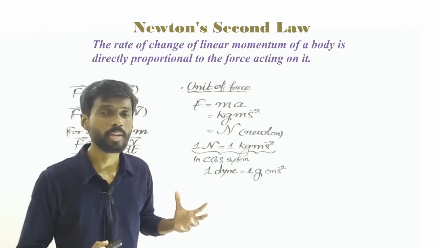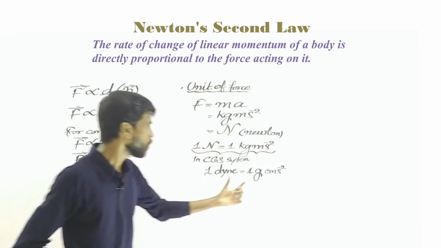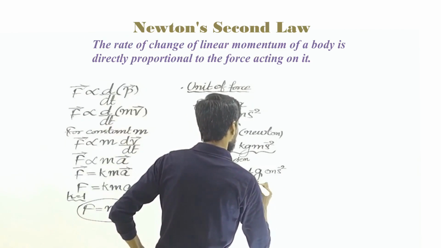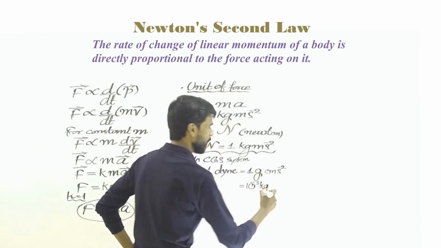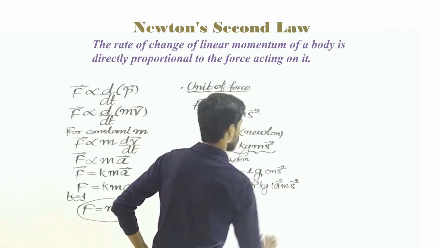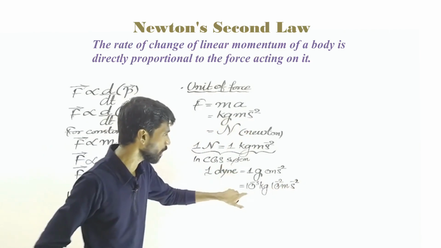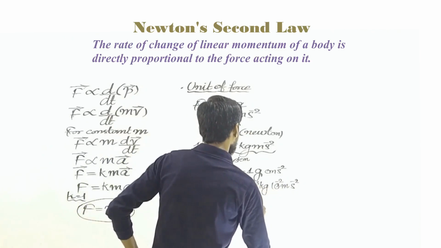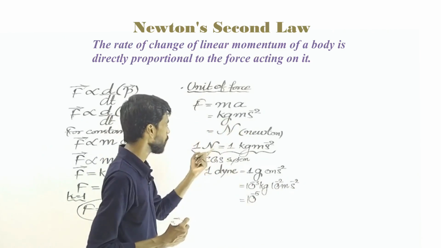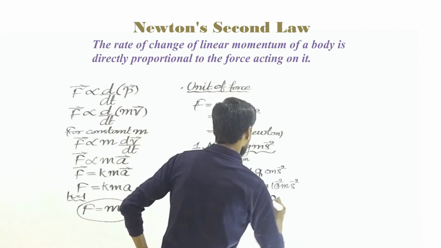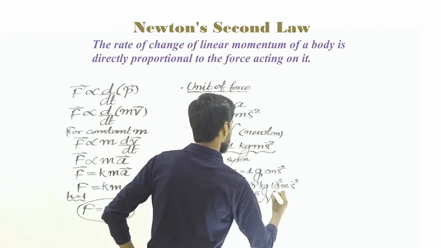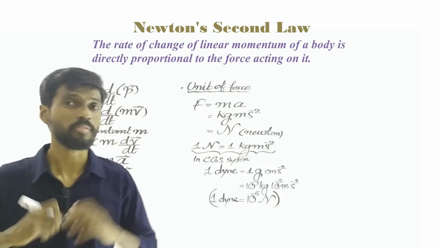But what is the relation? Let us write the relation between dyne and Newton. 1 gram is the same as 10 to the power minus 3 kilogram, and 1 centimeter is 10 to the power minus 2 meter, and second per second square. So that is 10 to the power minus 5 kilogram meter per second square, which is denoted by N, the Newton. So that is the relation: 1 dyne equals 10 to the power minus 5 Newton.